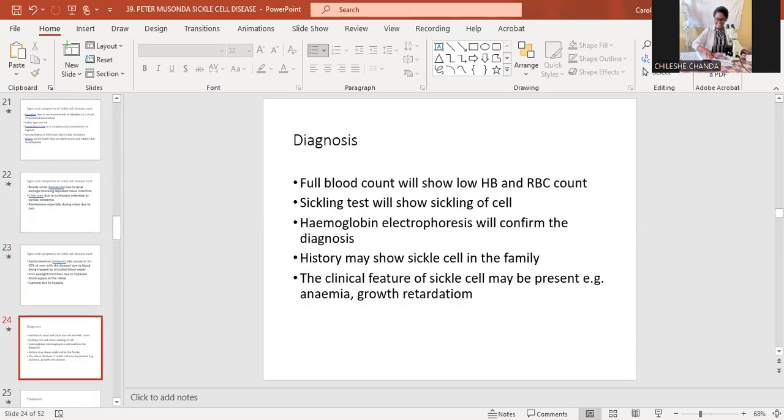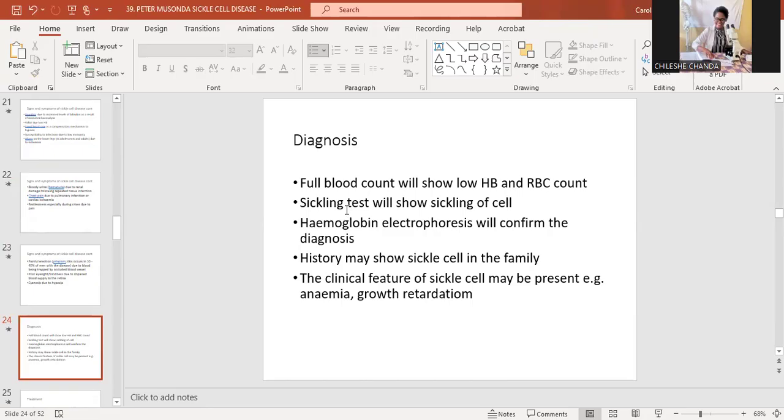The diagnosis of sickle cell disease, you do a full blood count. It will show an HB that is low and reduced red blood cell count. You do a sickling test, which will be positive. Hemoglobin electrophoresis will confirm the diagnosis.